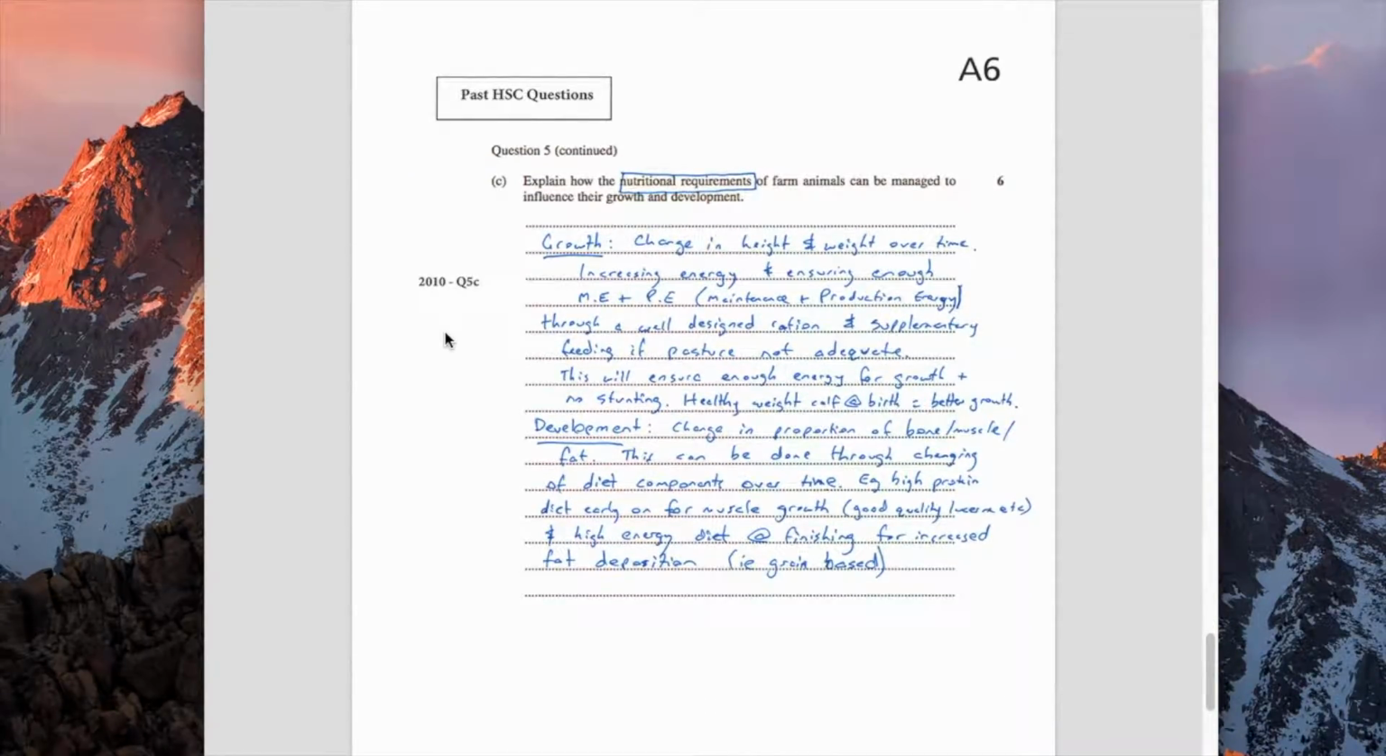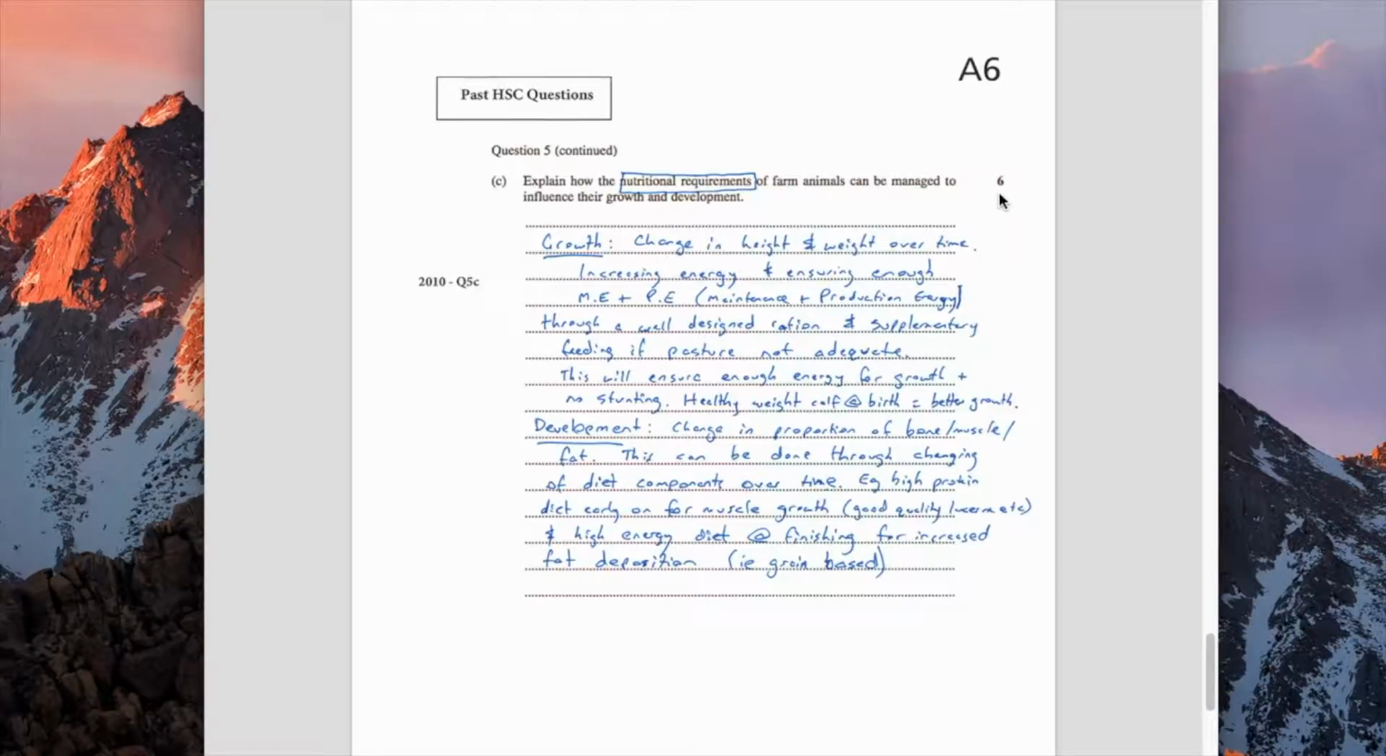If we have a look at this question from 2010, it says, explain how the nutritional requirements of farm animals can be managed to influence their growth and development. So straight away it says "and". You should highlight ands, and we need to talk about growth and development. So what I've done before I wrote anything else, I wrote growth and I wrote development. They were the first two things I wrote, and then I went about talking about each.